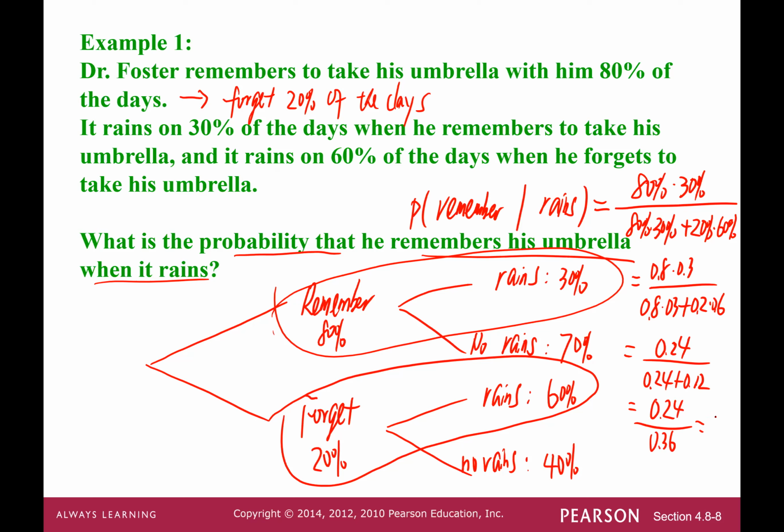This is 2/3 basically, right? If you want to put in the exact answer, it will be 2/3. So the probability is 2/3. Also, if you want to put in a decimal, it will be 67% approximately. So that indicates the probability that he remembers the umbrella when it rains will be 67%. So that's how you handle applying Bayes theorem using the tree diagram.